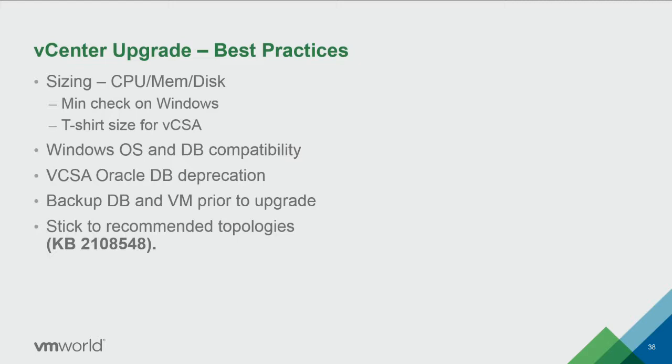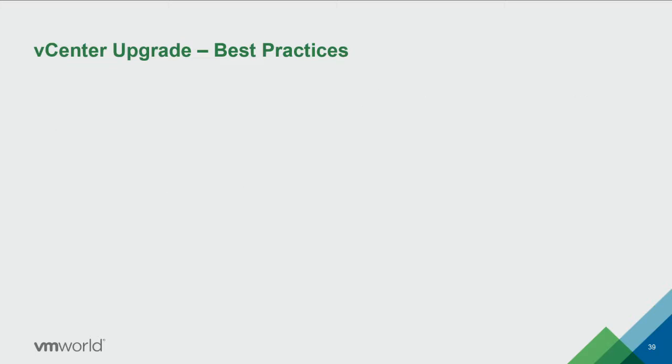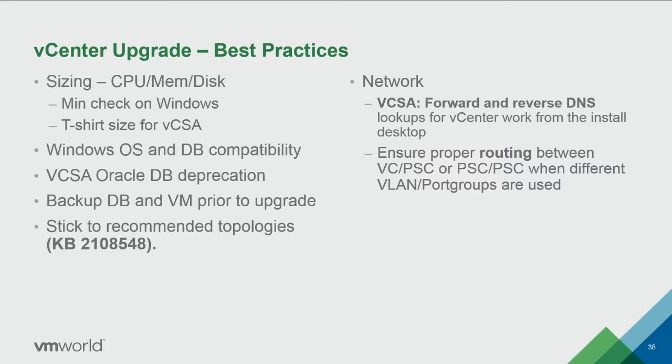And like I mentioned, there's two main reasons to go to the external PSC. If you want PSC HA and you want link mode. If you don't want those two, I highly recommend you stick to the easier embedded configuration. Network. Again, DNS is really important and proper routing is really important. I'm just echoing what we mentioned in the install best practices. And then, sorry, I'll give you time to take a photo if you want.